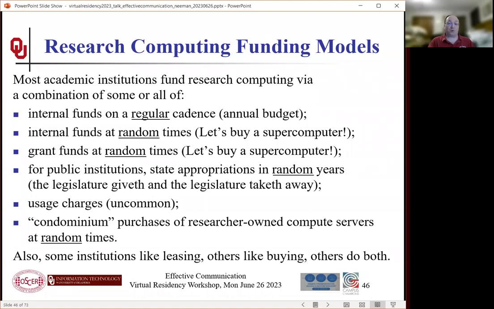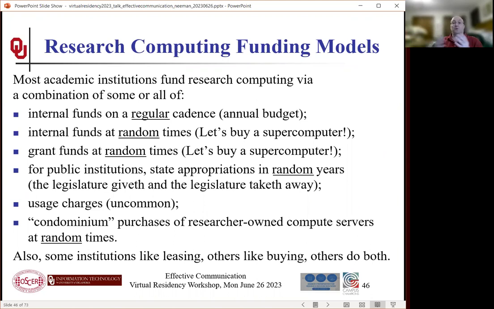So what do they put into research computing? What are the funding models? Well, there could be some internal funds, and that's typically on a regular cadence, like it's in the annual budget, perhaps from the endowment. You could get internal funds at a random time. This has certainly happened at my institution. Hey, let's buy a supercomputer. That was our first supercomputer: hey, let's buy a supercomputer, right? And somebody came up with a pile of money and we bought a supercomputer.